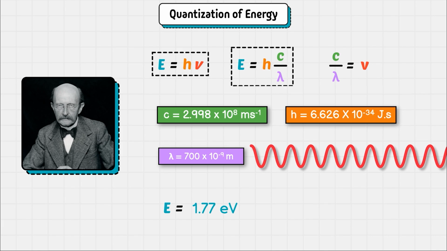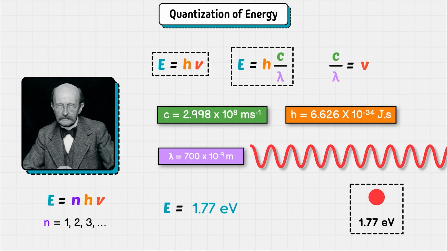And now, whenever a body or a particle releases or absorbs energy in the form of this red light, it can only do so in the form of energy packets which contain exactly 1.77 electron volts of energy. To determine the amount of this quantized energy that can be absorbed or released, we can use this formula, where n can be any positive integer.